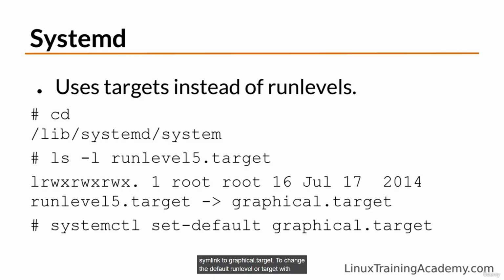To change the default run level or target with systemd, use the systemctl command followed by set-default and finally the desired target. Optionally, you can manually create a symlink to the desired target from the /etc/systemd/system/default.target file. This example sets the default target to be graphical, which is equivalent to run level 5.